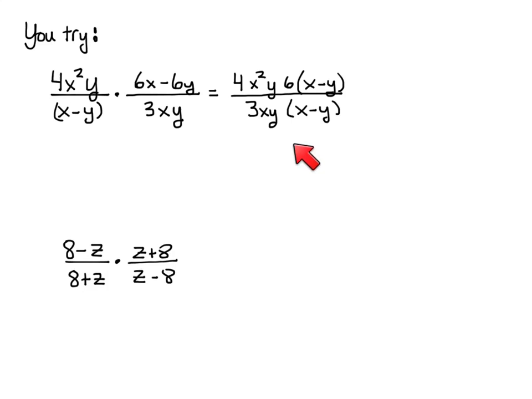Sometimes it's just a little easier to see what you're doing when you do that. So when I compare the numerator and the denominator here, I have an x squared in the numerator and an x in the denominator, so one of those x's can go away. I have a y in both the numerator and the denominator, so that's going to equal 1 when y doesn't equal 0. And then x minus y is both in the numerator and the denominator, and so those will cancel.